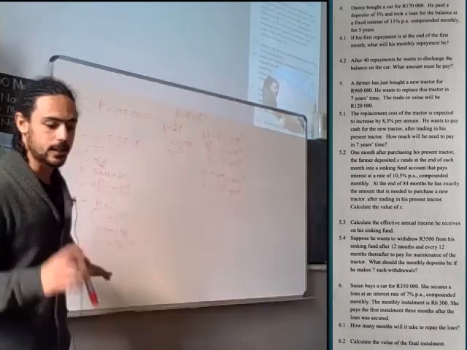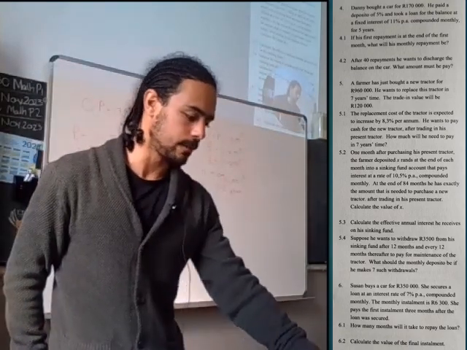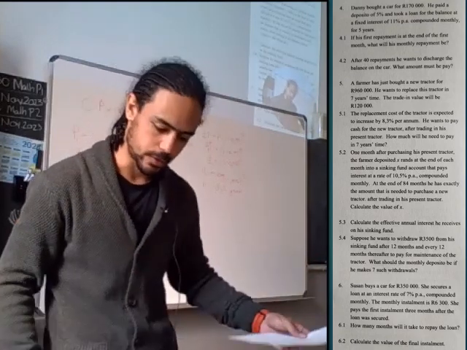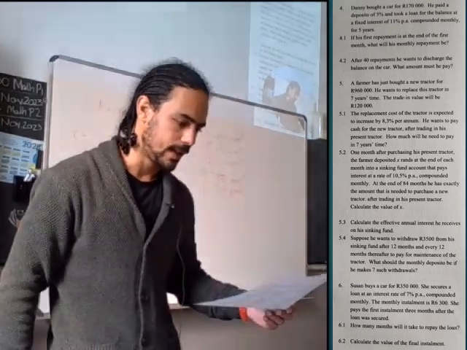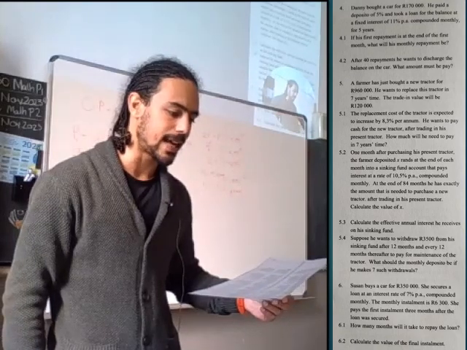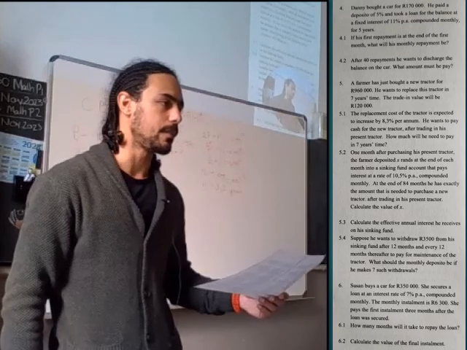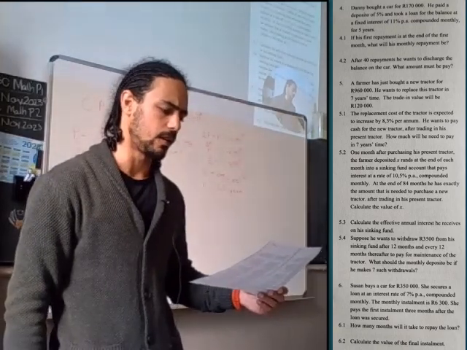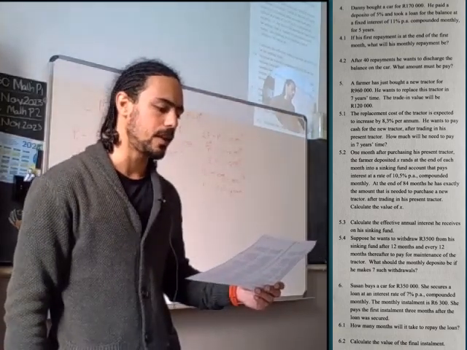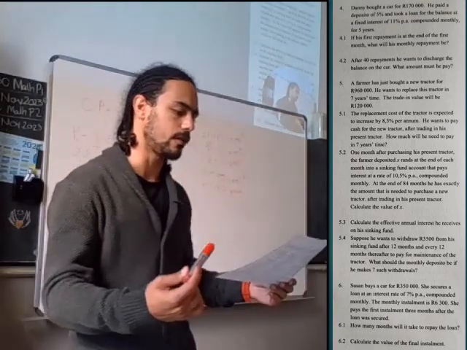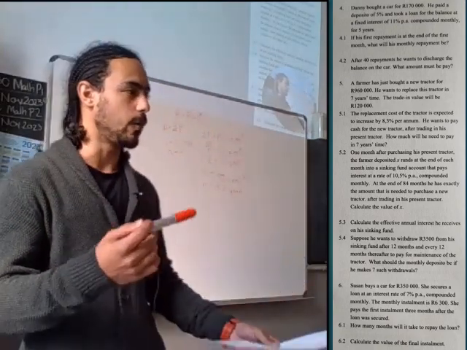So we have looked at that answer. Now we're going on to the next question, which is question number 4.2. If the first repayment is at the end of the first month, what will his monthly repayments be? Oh, okay, we already did that. After 40 repayments, he wants to discharge the balance of the car. What amount must be repaid?